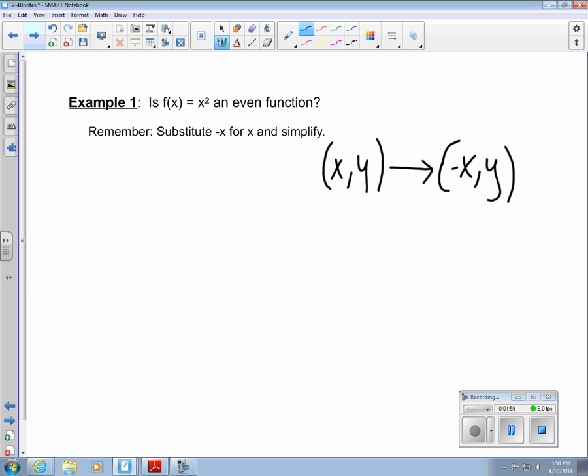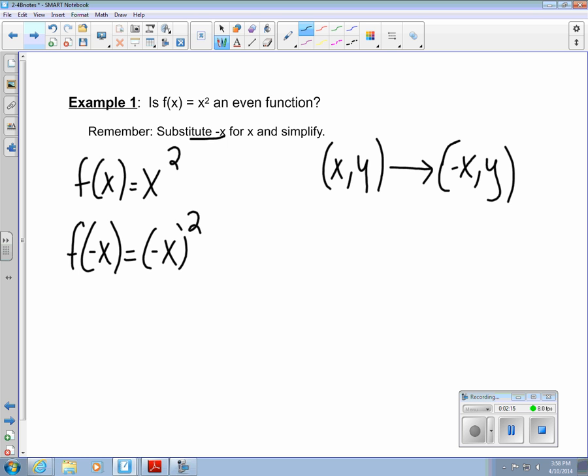So just going through this again to emphasize what is going on. Our function f of x is equal to x squared. Substituting our negative x in to test to see if it's an even function, f of negative x equals negative x squared. We know that negative x times negative x is going to give us a positive x squared. Because it yields our f of x function, we know that it is an even function.